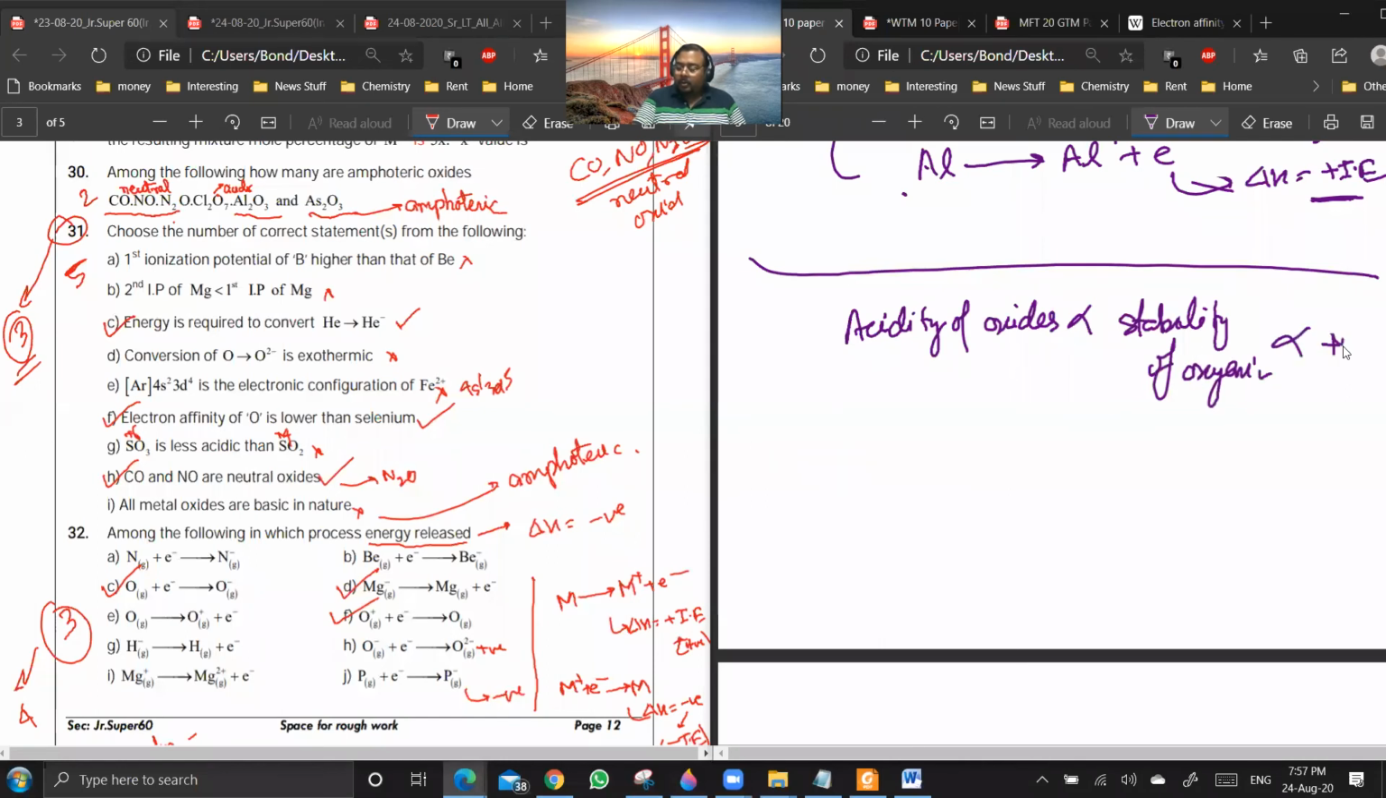It's directly proportional to the positive oxidation state of the central atom. So if you have sulfate ion, then it will be +6. If we have sulfite ion, it will be +4. Which one will stabilize the anion more? SO4 2 minus. Yes, that is the answer. Is it clear? Yes, sir.